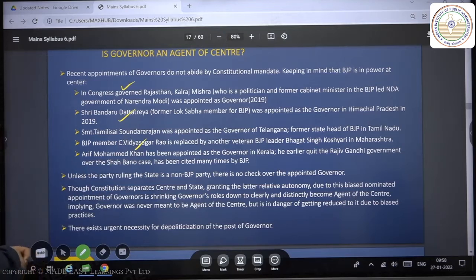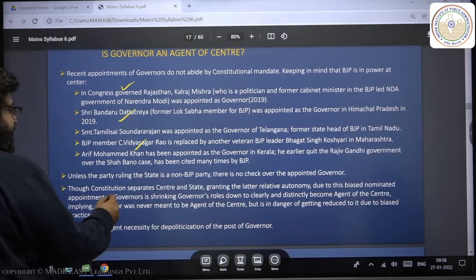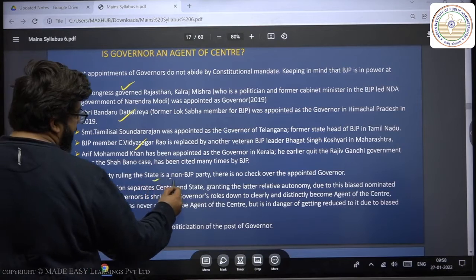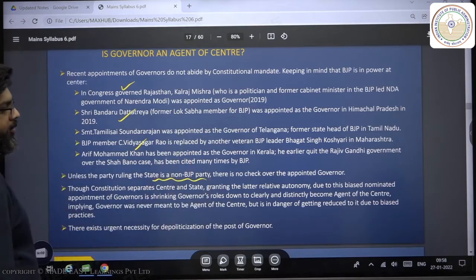Arif Khan has been appointed as the governor of Kerala. He had earlier quit the Rajiv Gandhi government over the Shah Bano case, and has been referred to many times by the BJP. So the question here is, unless the ruling party is a non-BJP party, there is no check over the appointment of the governor.